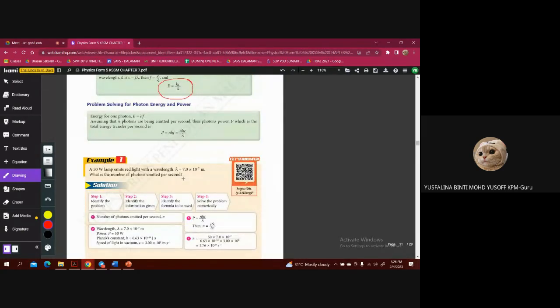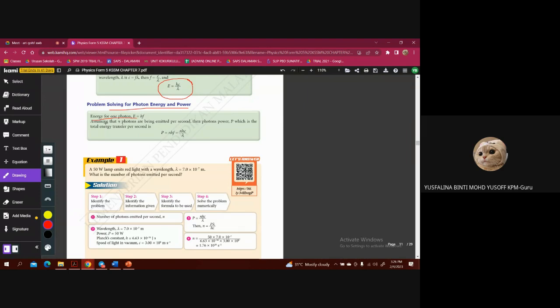Okay, so problem solving for photon energy and power. So energy for one photon means one packet. Remember I said just now the light energy travels in packets. So one photon, one packet. Photon is actually the light energy inside the packet. So if you increase the frequency, then the light energy inside the packet will also increase.